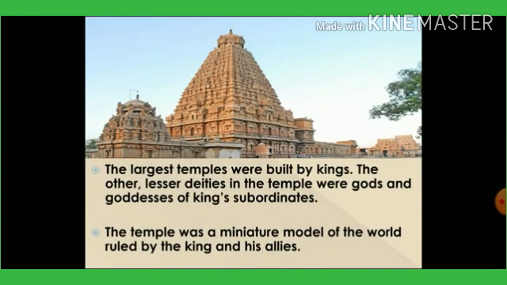In those times, the largest temples were built by the kings. The other lesser deities in the temple were gods and goddesses of the kings' subordinates. The temple was a miniature model of the world ruled by the king and his allies. As they worshipped their deities together in the royal temples, it seemed as if they brought the just rule of the gods on the earth.